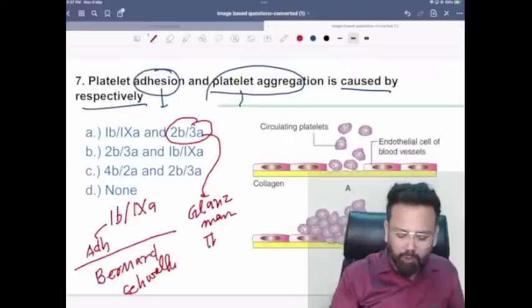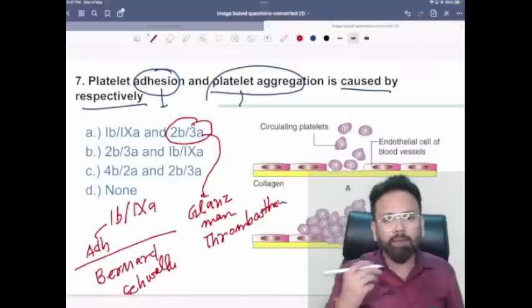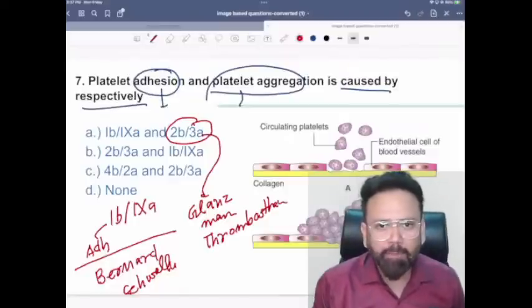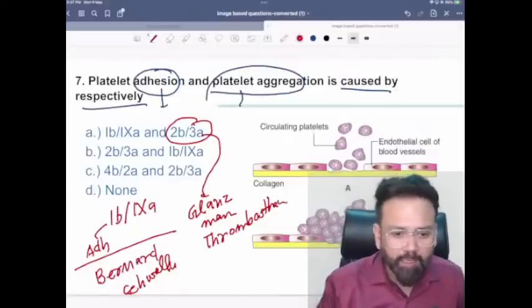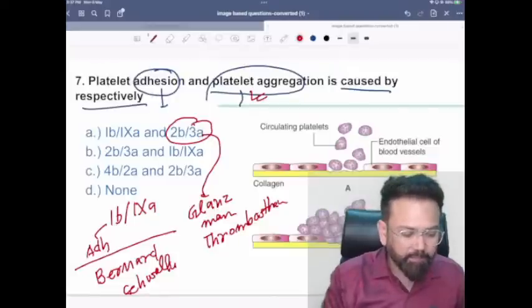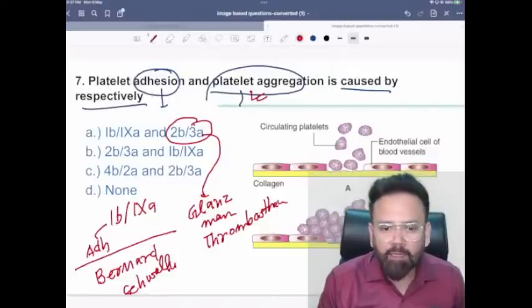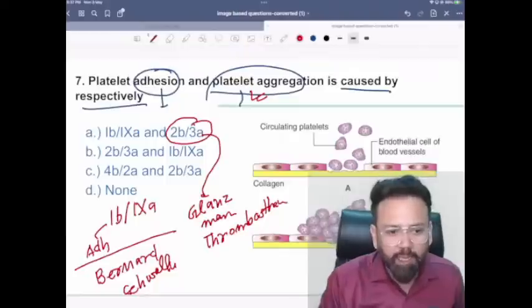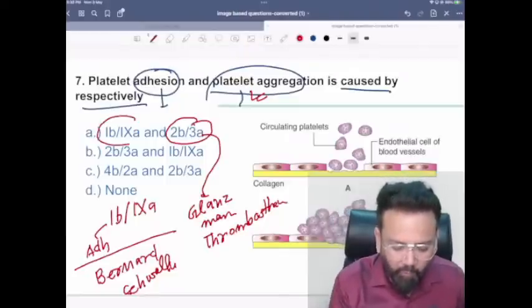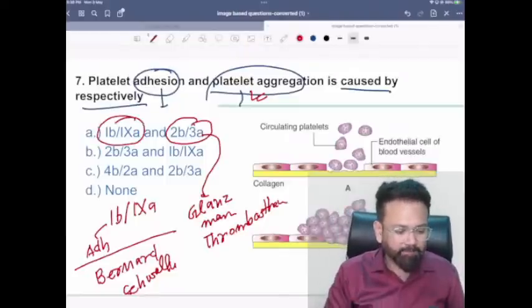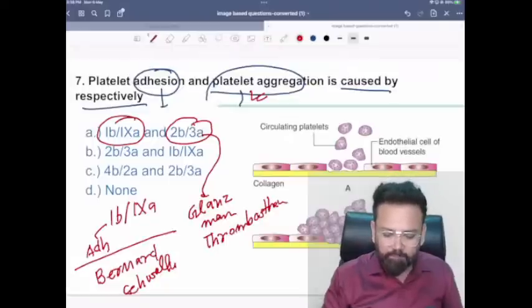Glanzmann thrombasthenia, or simply thrombasthenia. Sometimes they don't give Glanzmann. They say what defect happened in thrombasthenia. Then you will say platelet aggregation. Platelet aggregation is by glycoprotein 2B3A and adhesion is by 1B9A. Okay.